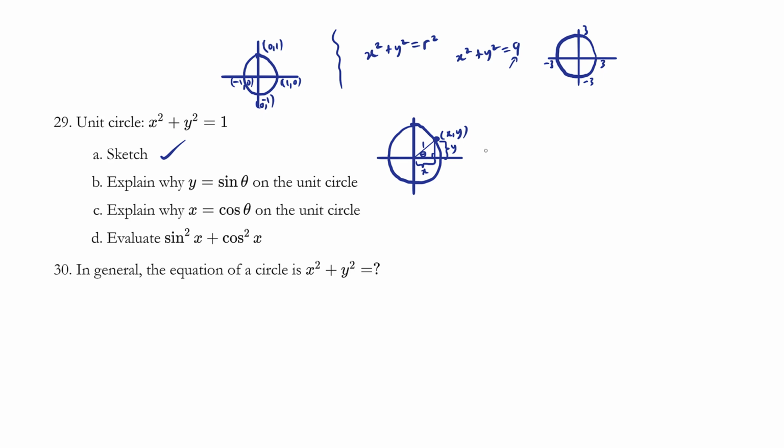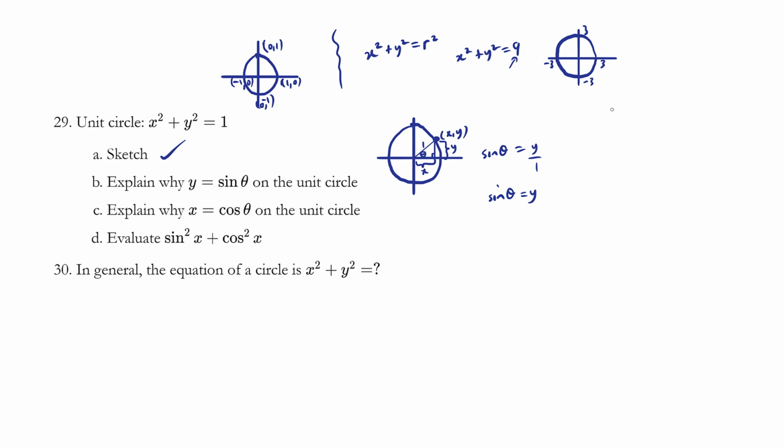What is y? Sine theta, SOHCAHTOA math, is equal to opposite over hypotenuse, y over 1. So y is equal to sine theta on the unit circle.